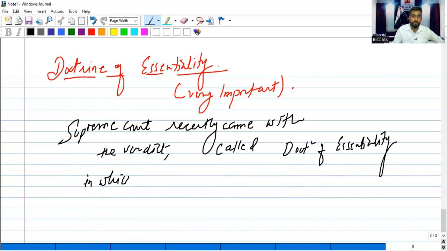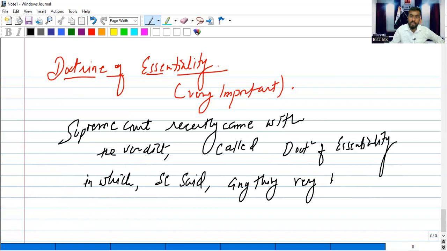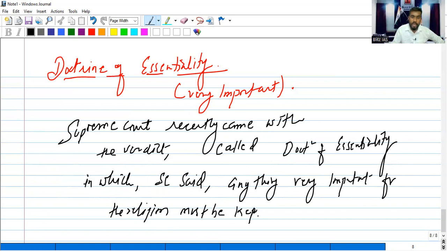In which the Supreme Court said anything very important for the religion, any practice which is very important for the religion, must be kept intact. It should not be disturbed. Government should not unnecessarily create hurdles against such important practices. Are you getting this? Okay.